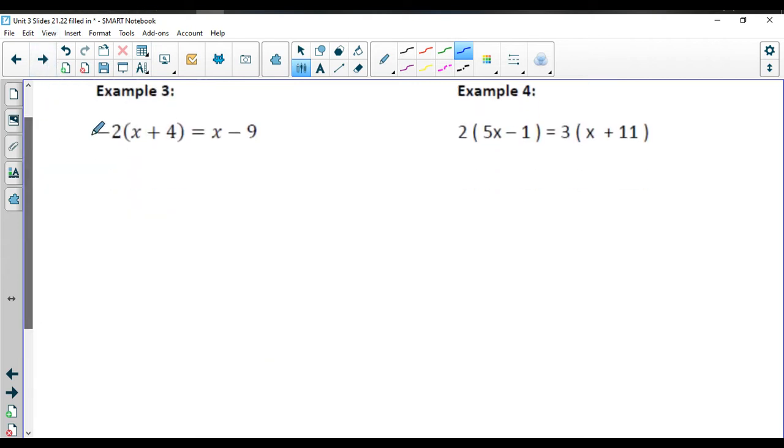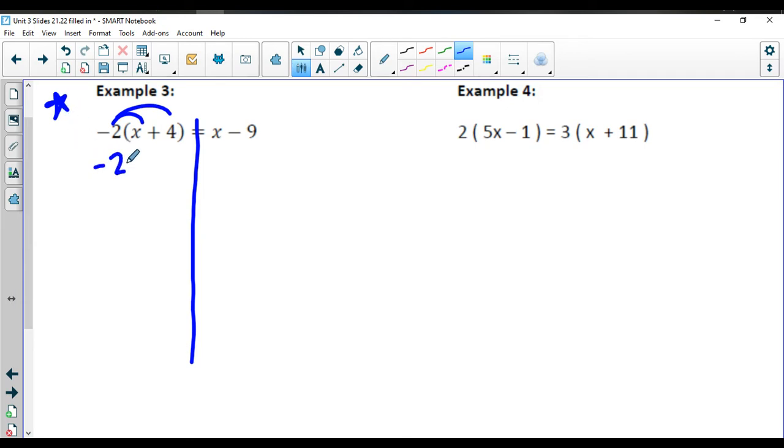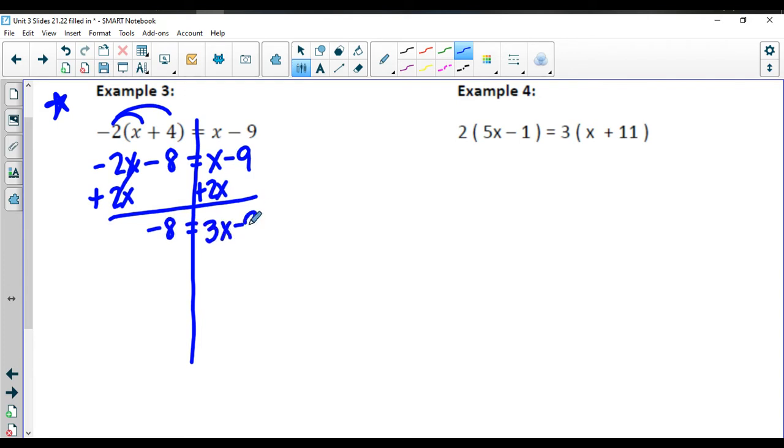In example number 3, I'm going to have you go ahead, distribute this negative 2, move your variable, and solve for x. So you'll write in your answer x equals and then your number. Distributing your negative 2, you get negative 2x minus 8 is equal to x minus 9. We're going to move the negative 2x because it's smaller. So we add 2x to both sides. So we get negative 8 is equal to 3x minus 9. So we're going to go ahead and add 9.